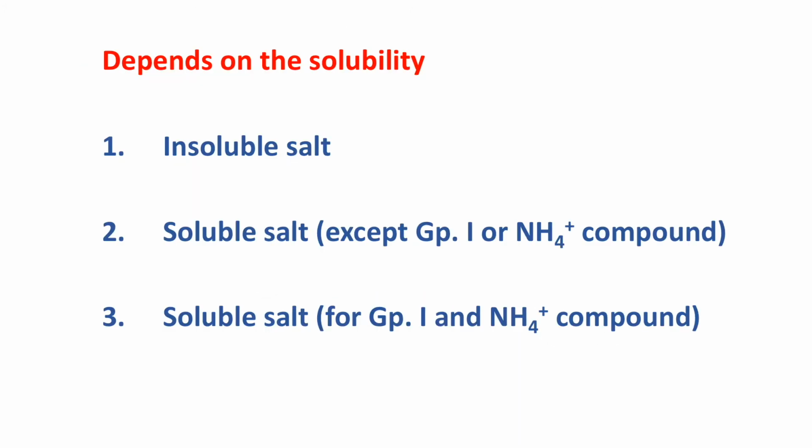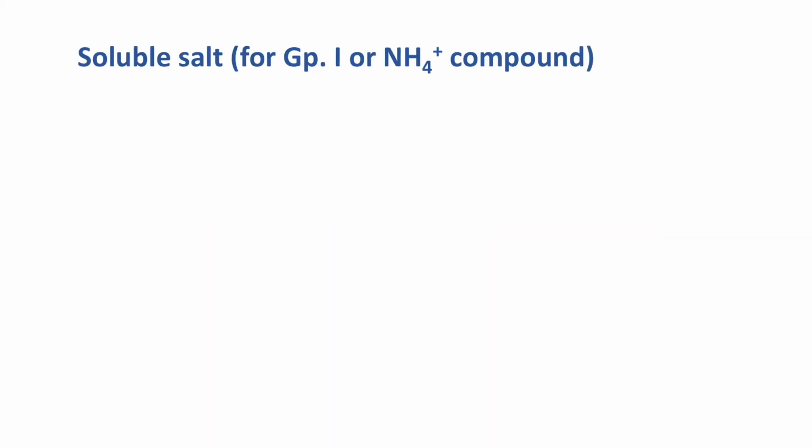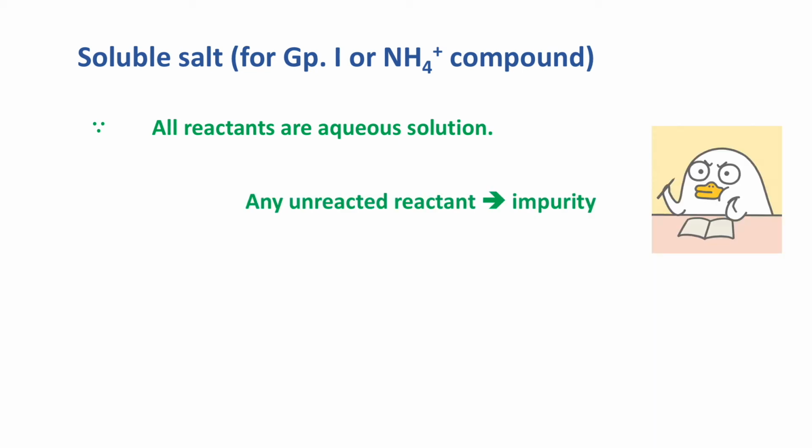Finally, there is the soluble salt with group 1 or ammonium compound. This is the most complicated because every reactant will be in aqueous solution, so we are not allowed any unreacted or excess reactant, which will become an impurity eventually. This time, we need to use a new technique called titration to make sure all the reactants are consumed during the reaction. We use the preparation of sodium chloride as an example.